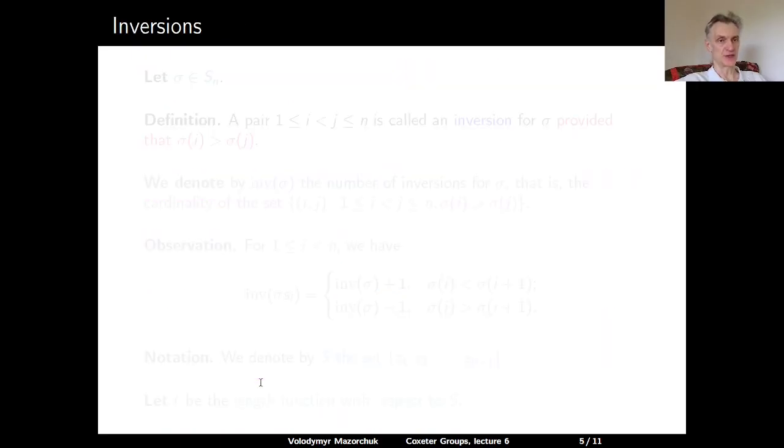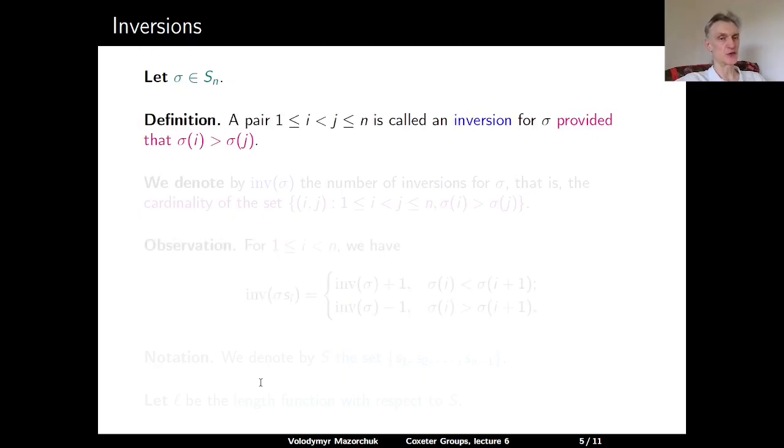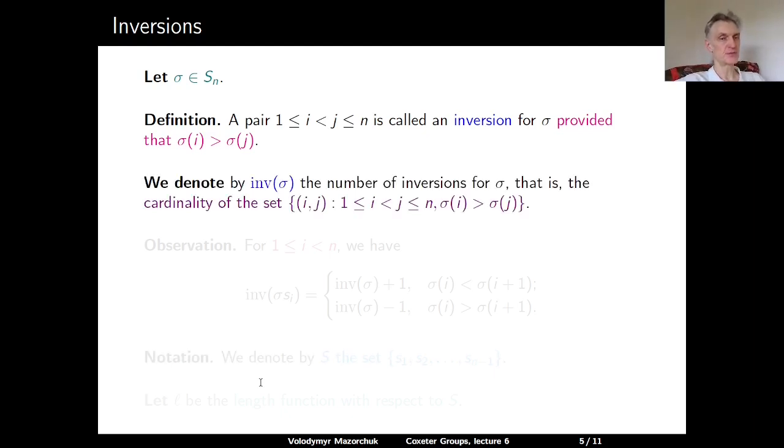Now let us talk about inversions. Let sigma be an element in Sn. A pair consisting of two elements i and j, i is smaller than j, and both elements are between 1 and n, is called an inversion for sigma, provided that sigma of i is greater than sigma of j. So i is smaller than j, but sigma of i is greater than sigma of j. Let us denote by inv sigma the number of inversions for sigma. This is the cardinality of the set consisting of all pairs (i, j) such that i is smaller than j and sigma of i is greater than sigma of j.